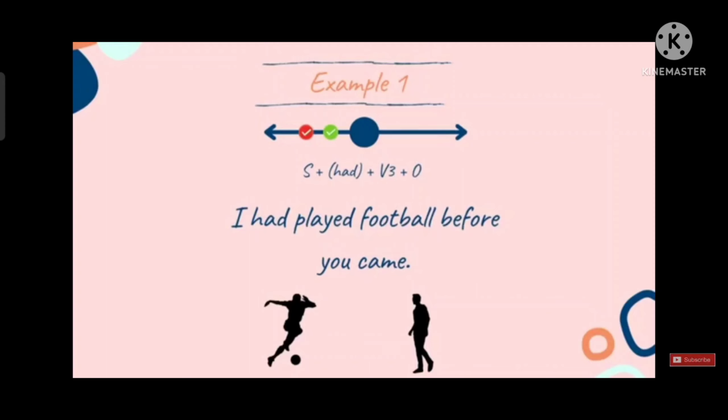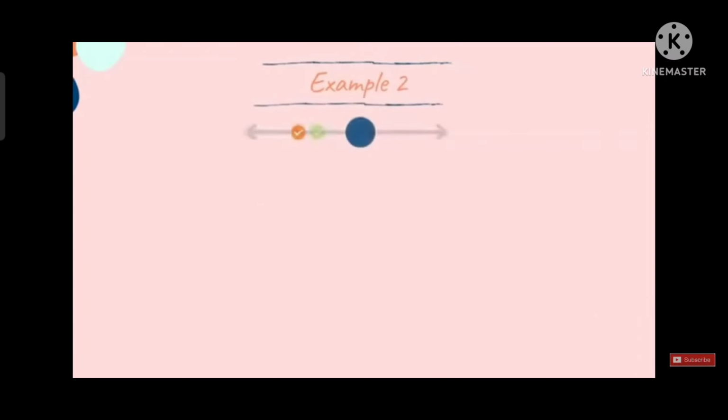Apart from that, look into the structure of the sentence. It follows the structure where I am the subject, had is the helping verb, played is verb's third form, and football is the object. And you came shows another event. I hope now you are clear on the structure and timeline of this tense. Now let's look into the next example.